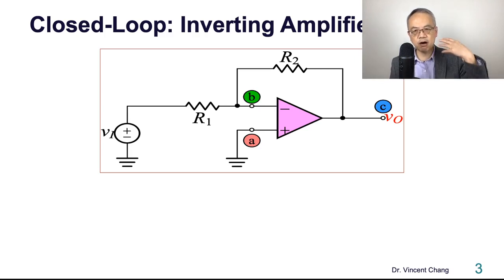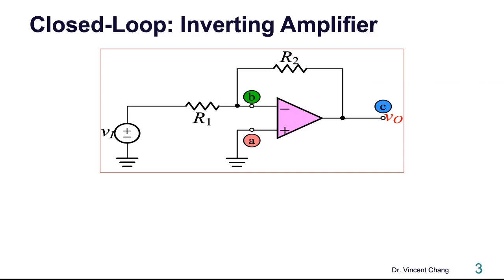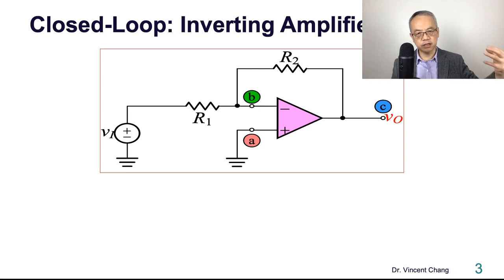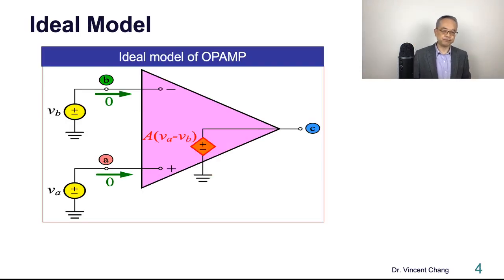And this circuit is called an inverting amplifier. Again, it's the closed loop configuration. There's a feedback, a connection between the output terminal and one of the input terminals of the op-amp. So it's the closed loop configuration.